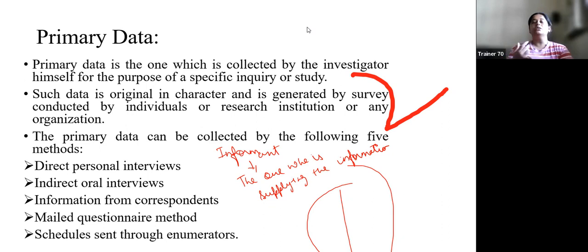Now, with the questionnaire, I have to mention everything. Who am I? Why am I conducting this survey? What is the purpose of conducting this survey? Then I have to mention the timeline. ये questionnaire आपको इतने दिन में fill करके you have to resend it to me. This is the mailed questionnaire method.